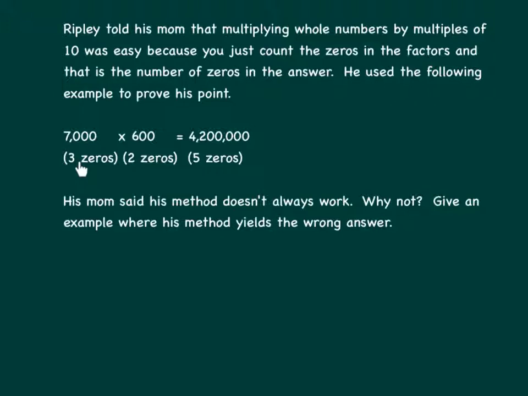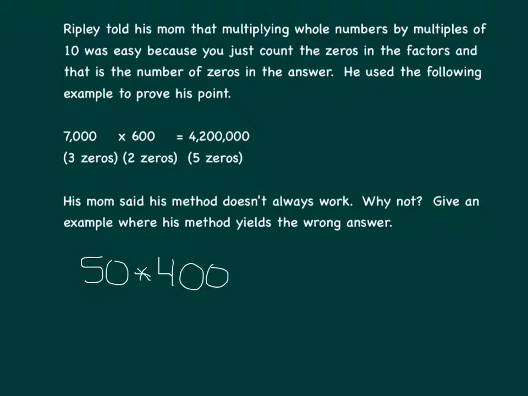So he said, well, there's 3 zeros in the first number and 2 zeros in the second number, so my answer has to have 5 zeros, and indeed it does. But his mom, who's pretty sharp, says, that doesn't always work. Be careful there, sweetheart. And why not? Give an example where his method yields the wrong answer.